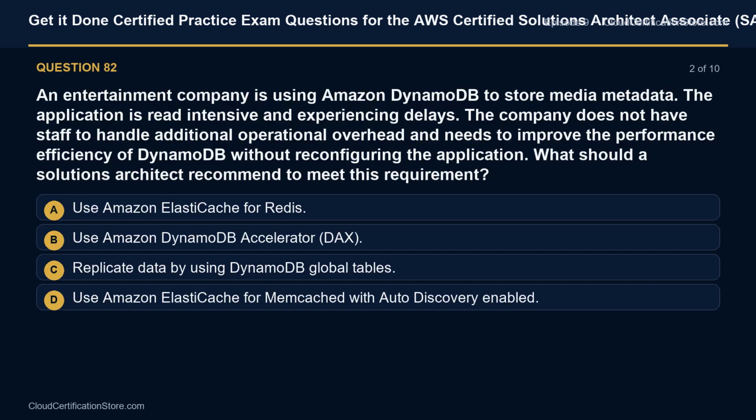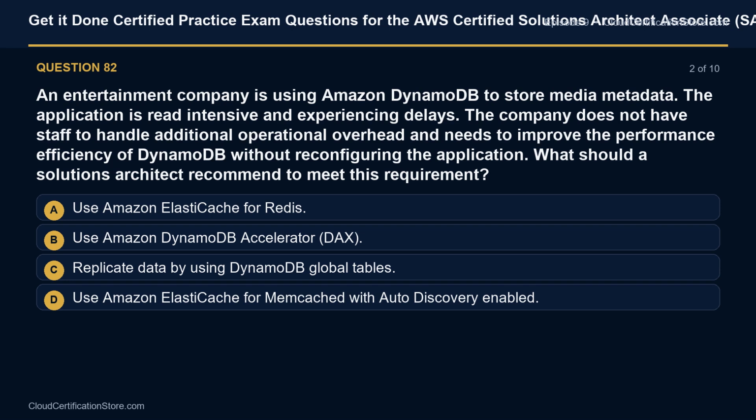Question 82. An entertainment company is using Amazon DynamoDB to store media metadata. The application is read-intensive and experiencing delays. The company does not have staff to handle additional operational overhead and needs to improve the performance efficiency of DynamoDB without reconfiguring the application. What should a solutions architect recommend to meet this requirement? Option A. Use Amazon ElastiCache for Redis.